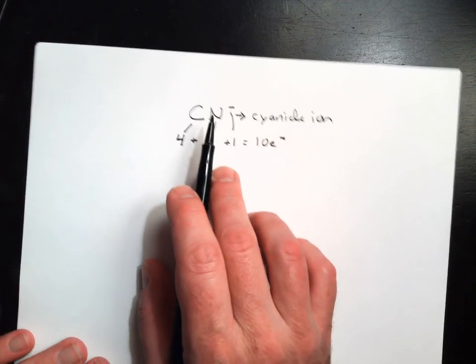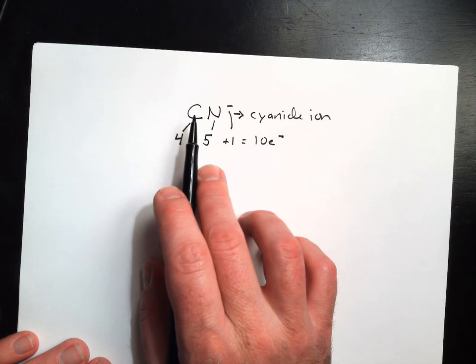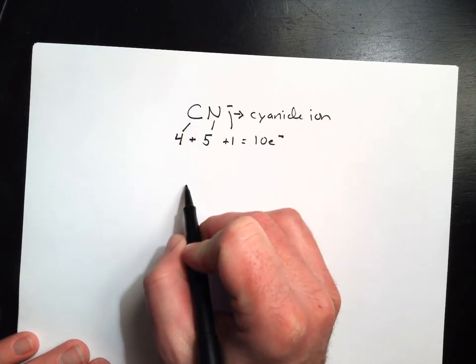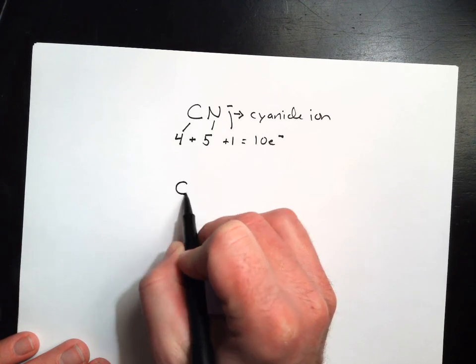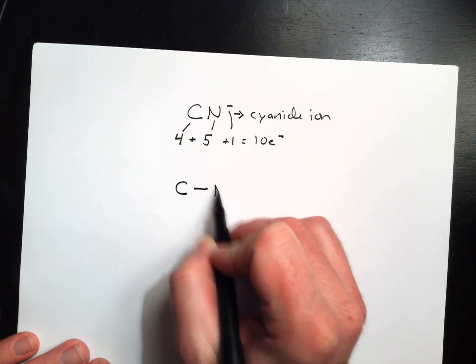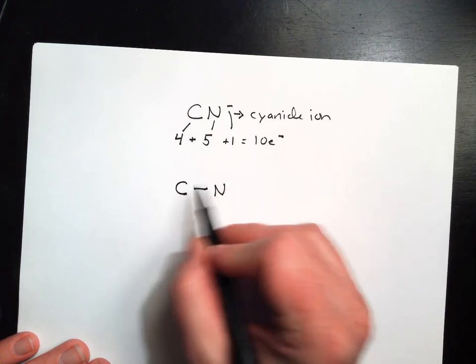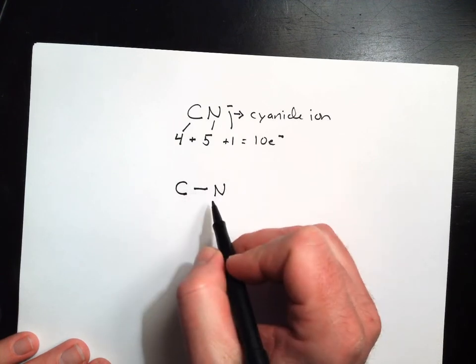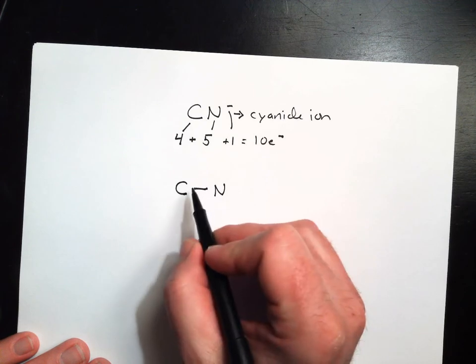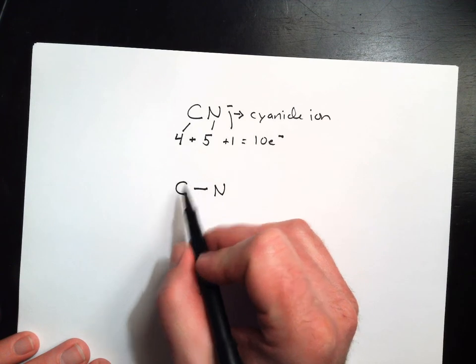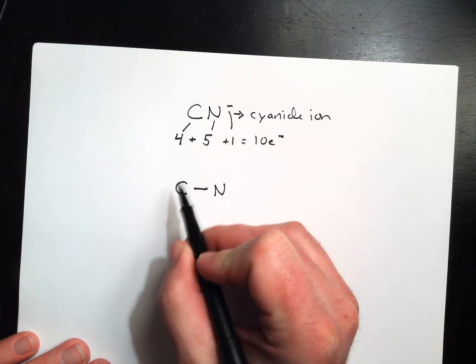So let's get started. Now, typically the element written first goes in the middle. But in this case I have only one other atom to deal with, so I'm just going to put them next to each other and connect them with a single line. Alright, so then we go to the second step, and that's our skeleton structure.